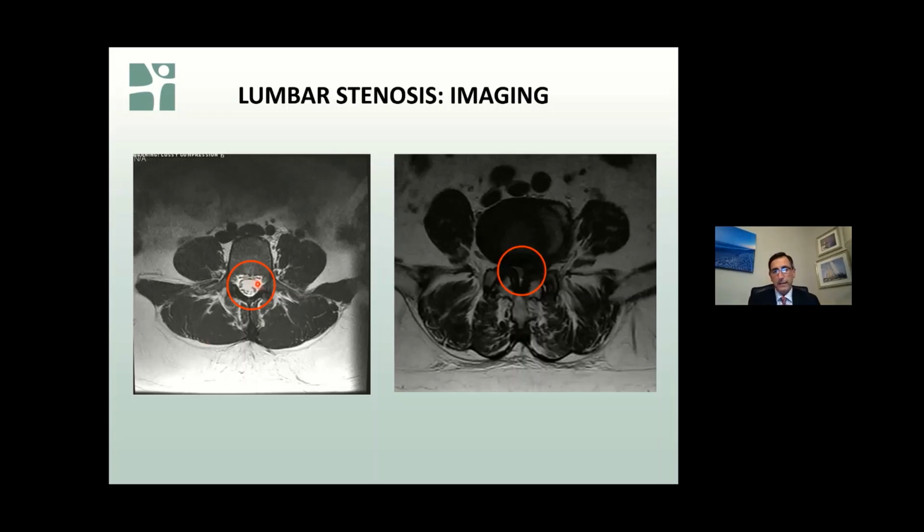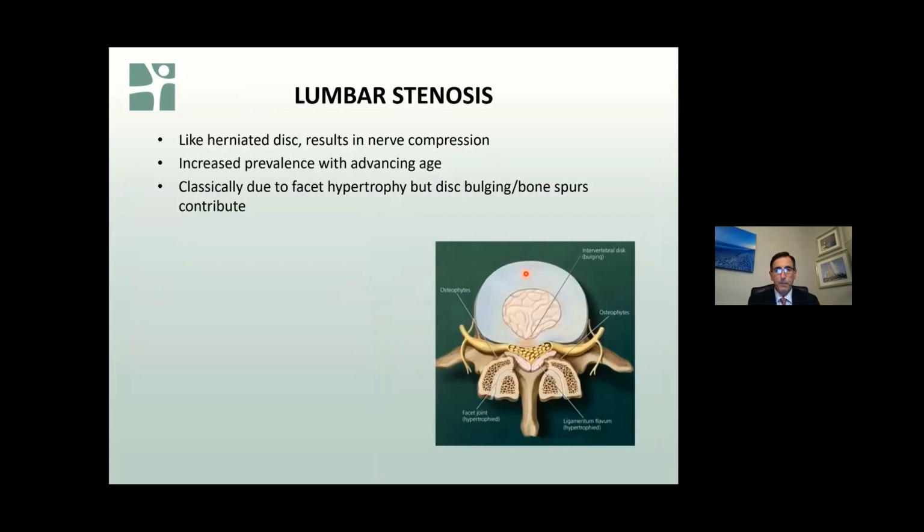So this here used to look like that. And so these facet joints are enlarged and pushing in, and so the nerves are really getting squashed. All those nerves are getting squeezed into that space, and that's painful. So, the end result, like a herniated disc, stenosis results in nerve compression, and nerve compression causes pain.